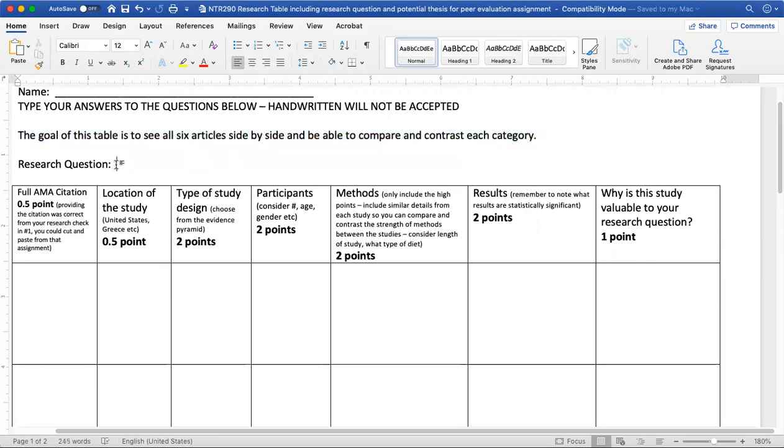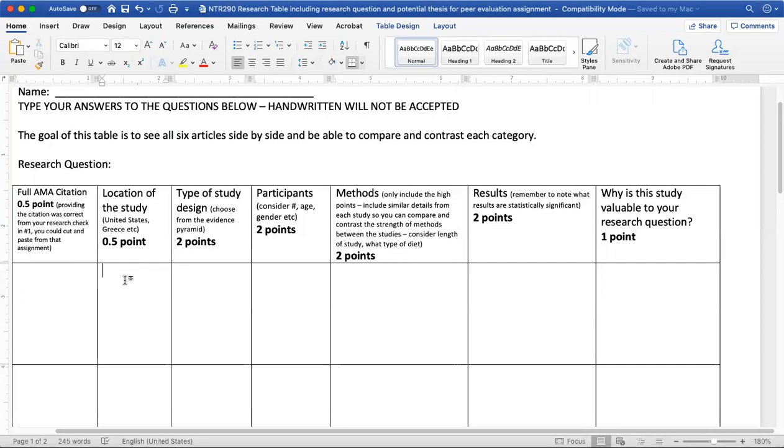So step one is to type in your research question, just to remind me and anyone that looks at this. In the first column, you will put in your full AMA citation. So you should be able to look back at your research check-in number 1, and providing that your citation was correct, you can cut and paste that or make any necessary changes to that.